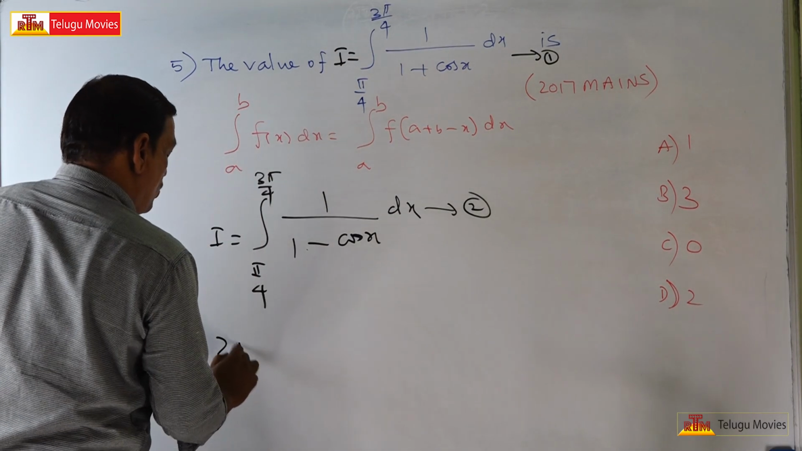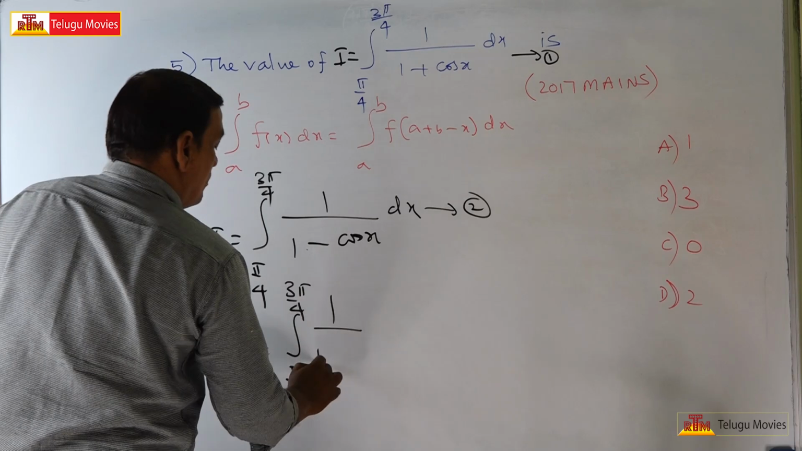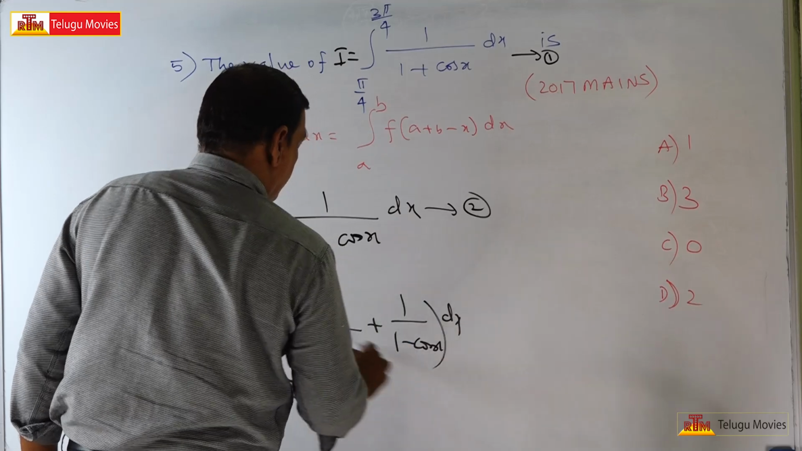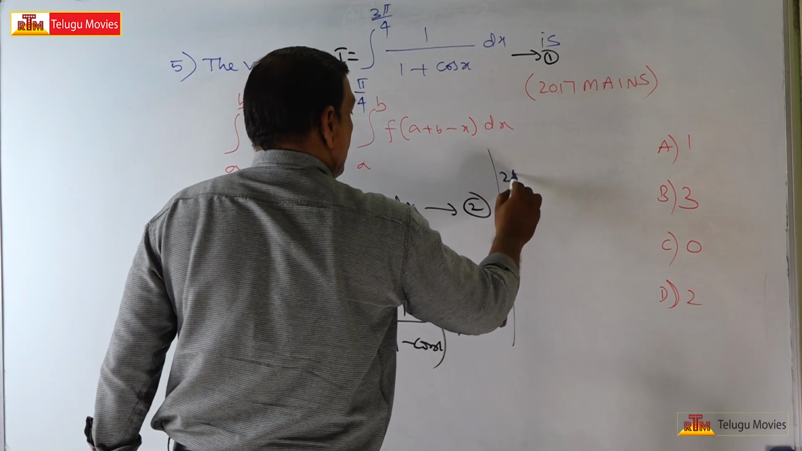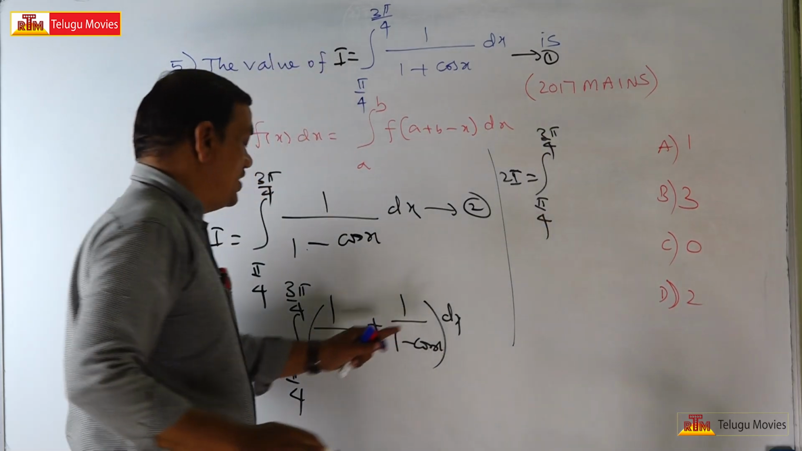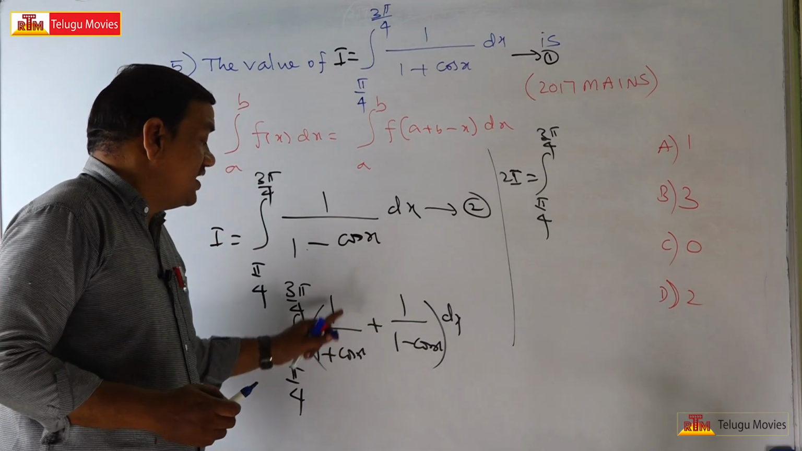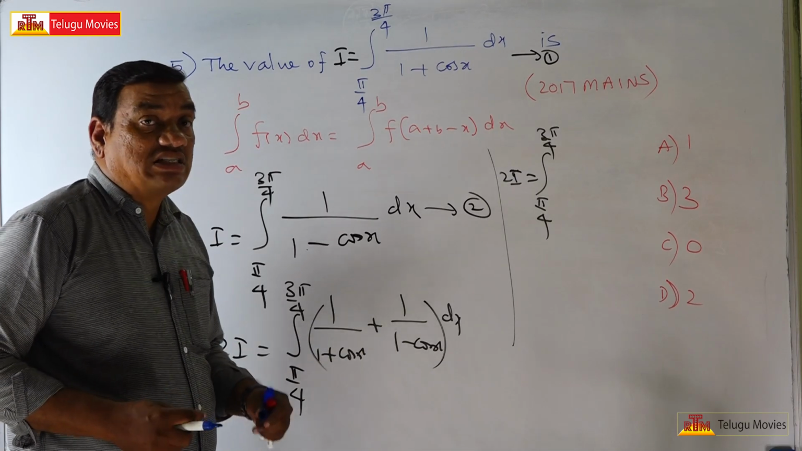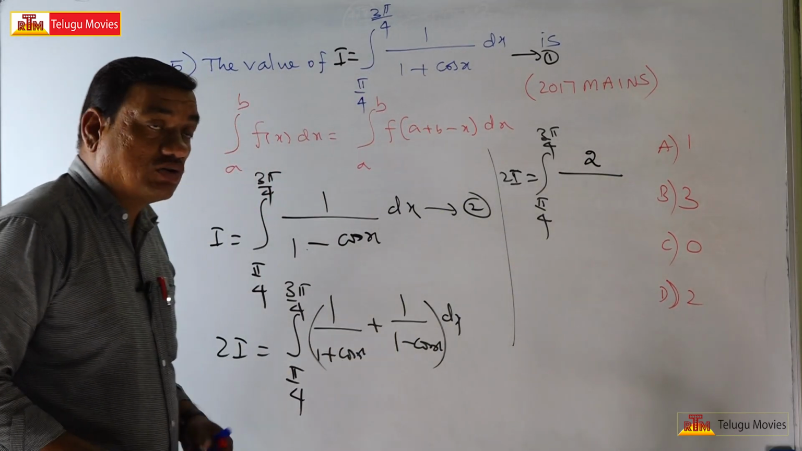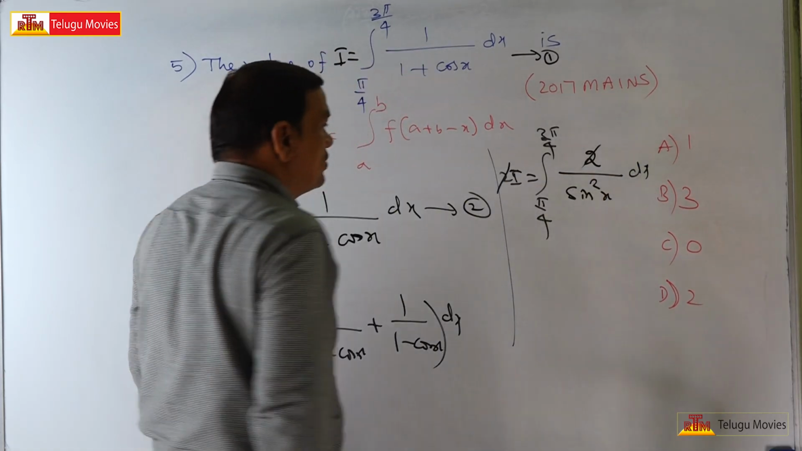That means I plus I, 2I is equal to the integral from pi by 4 to 3 pi by 4 of 1 by 1 plus cos x plus 1 by 1 minus cos x dx. So 2I is equal to the integral from pi by 4 to 3 pi by 4. The LCM is 1 plus cos x into 1 minus cos x, that is 1 minus cos square x, which is sin square x. If you combine in the numerator, plus cos x minus cos x will get cancelled. So you will get 2 by 1 minus cos square x, that is sin square x, dx. The 2 will also get cancelled.